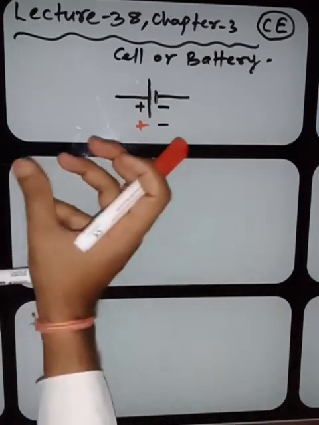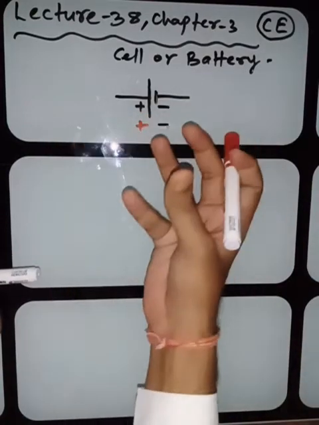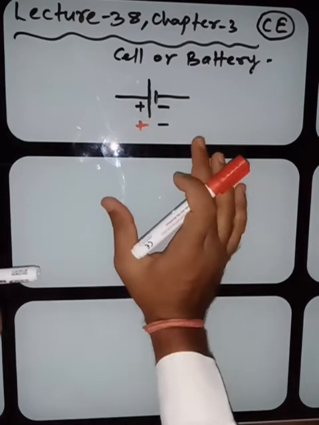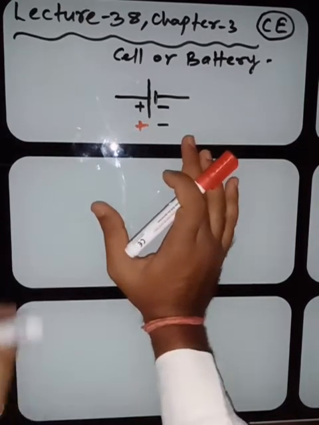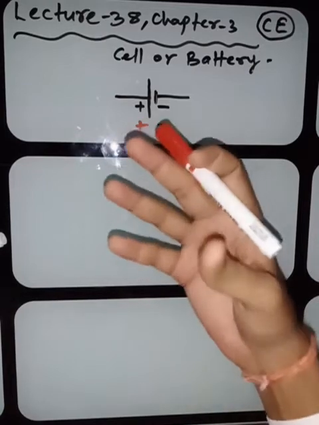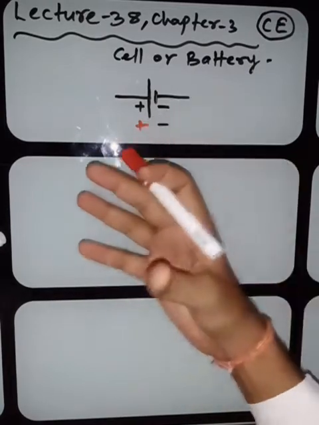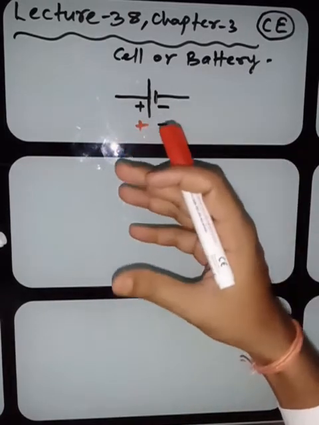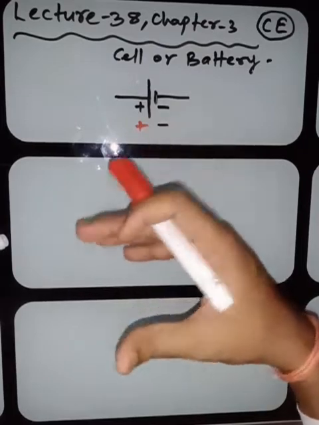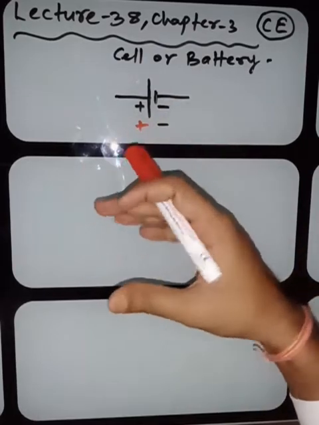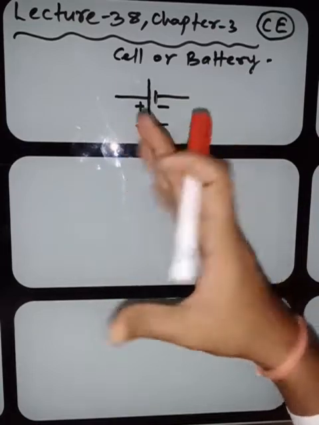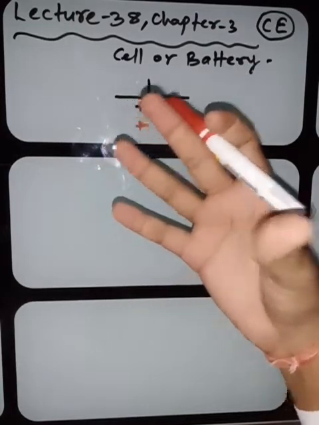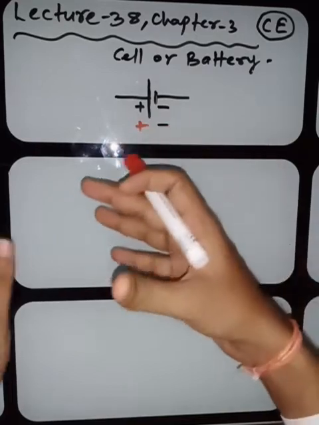We connect a number of cells to form a battery, so a battery is nothing but a combination of a number of cells. What is the use of a cell or battery? A cell or battery is used to supply or maintain the potential difference. Why is potential difference required? The potential difference is required for the flow of charge.